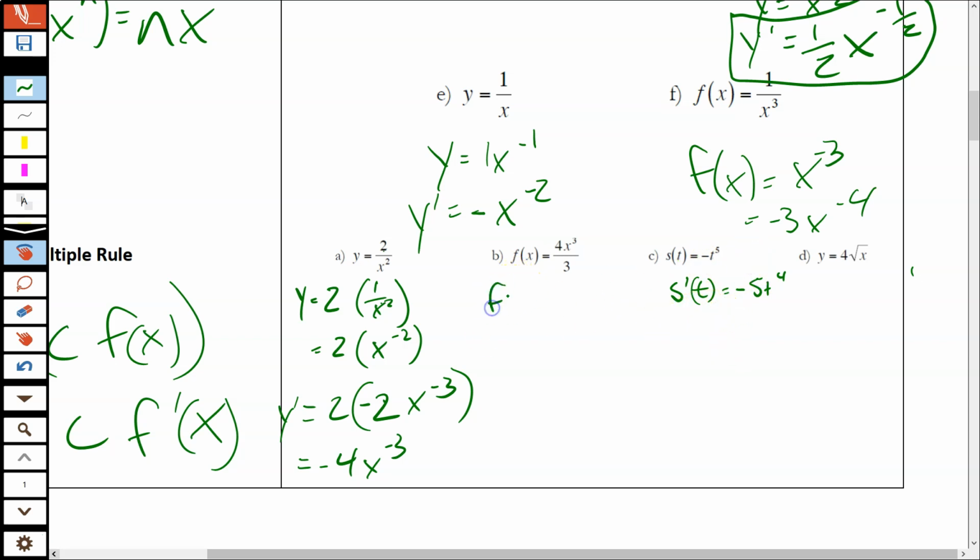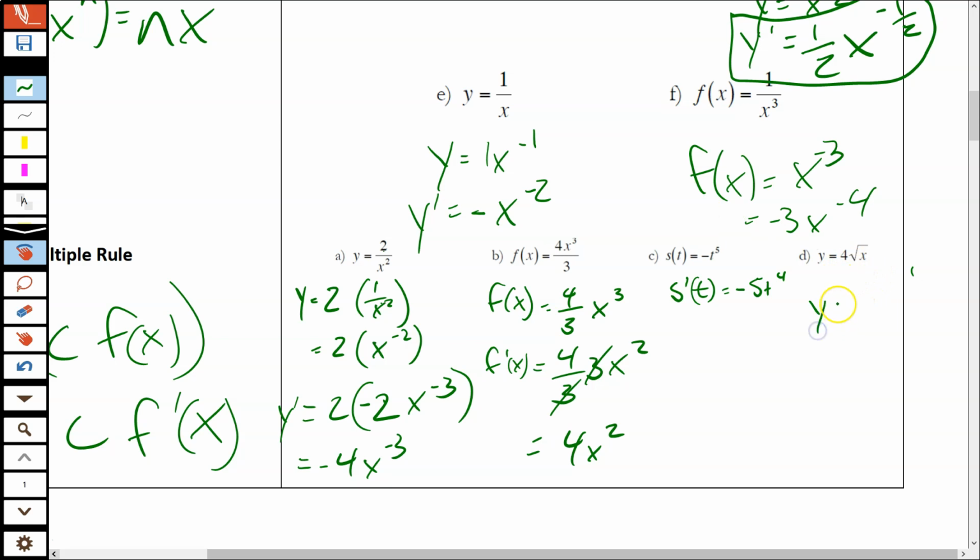Now, f of x here, this one, same thing, even though it's a fraction, so 4/3 x to the 3rd, and then my derivative f prime of x, so 3x multiplied by my exponent, subtract 1 from it, and then 4/3 is just chilling. And then notice here they cancel out 3 and 3, so I'm left with 4x squared. Okay, so that's my constant multiple rule.